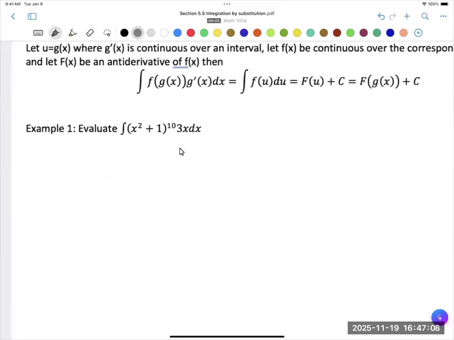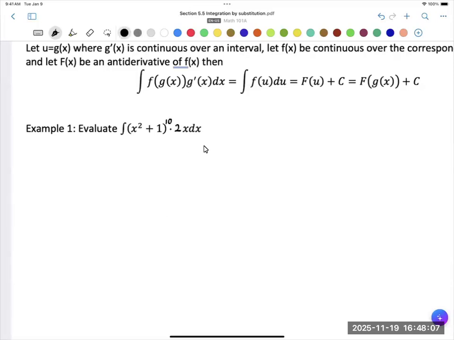Now let's take a look at this example. How do we know what our u is? Our u will usually be the function inside of the other. For example, in this one, the function inside the parentheses is x squared plus 1. When we take the integral of the derivative of x squared plus 1, we will get something outside. Let me change this problem to a simple one first, and then we'll go further.